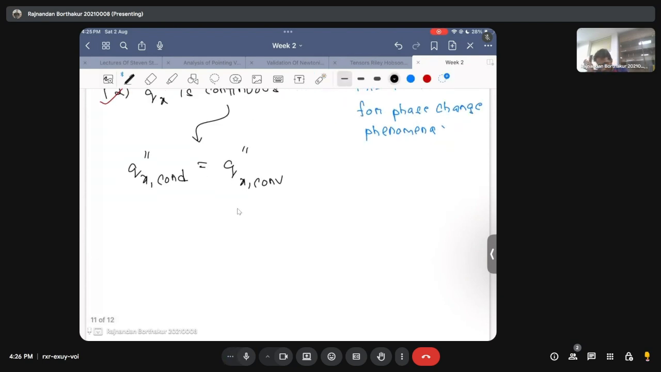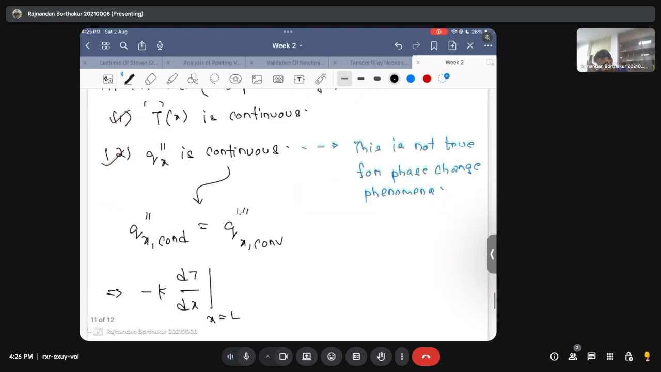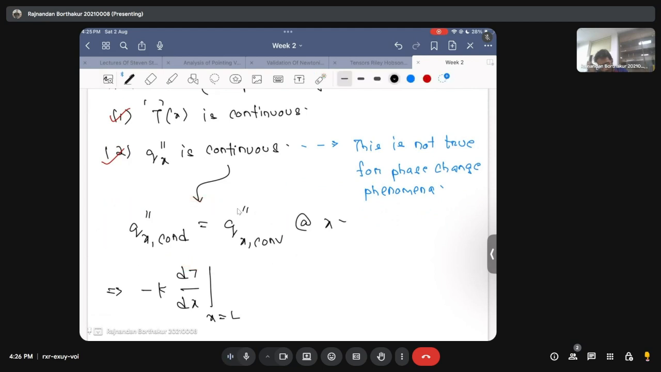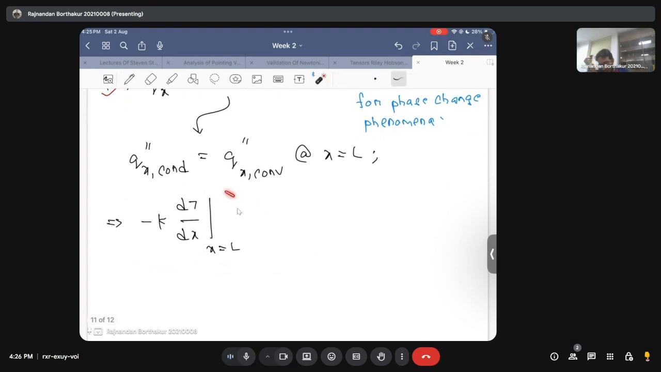The conduction flux is just Fourier's law, k times dT/dx. But remember, we are evaluating this at the interface, so this becomes minus k times dT/dx at x equal to L. This is very important because we are equating q conduction to q convection at x equal to L. Because of symmetry, you can also do the same analysis at x equal to minus L and you will get the same answer. That's why, when applying Fourier's law, we need to specify where we are applying it.